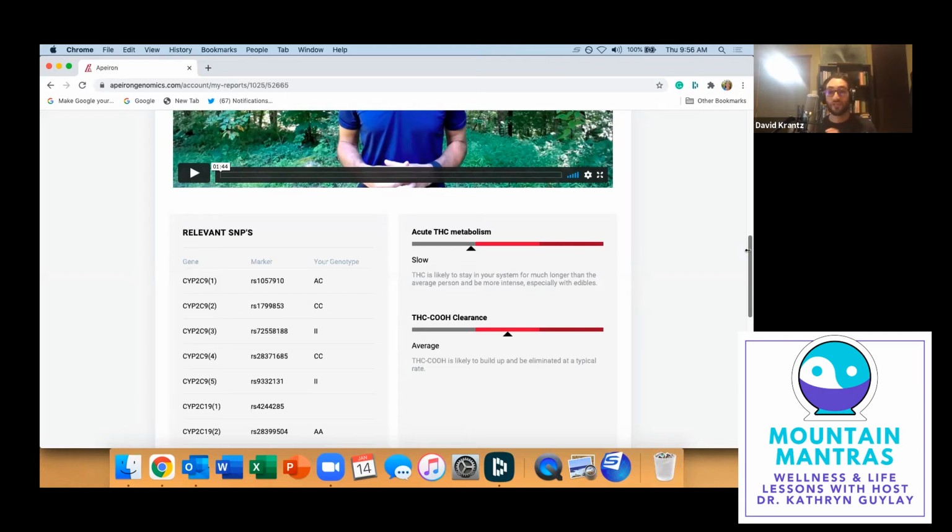And then there's also some genes we can look at related specifically to paranoia, anxiety responses. And with the slow THC metabolism, what this is really talking about is how you break down THC when you take it into your system. And people that are slow metabolizers tend to not break it down very well.